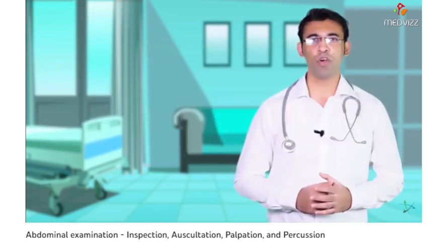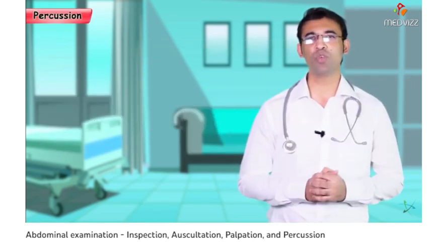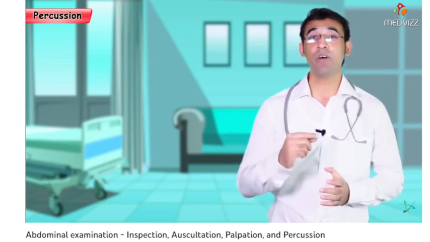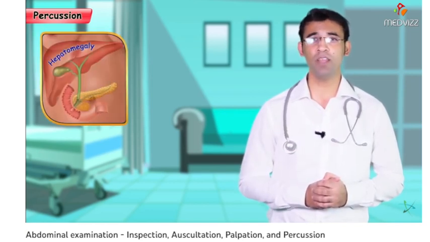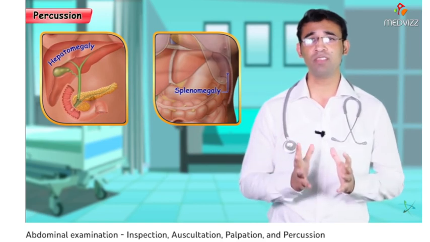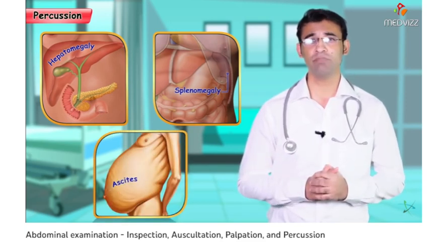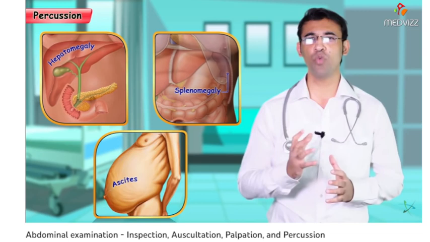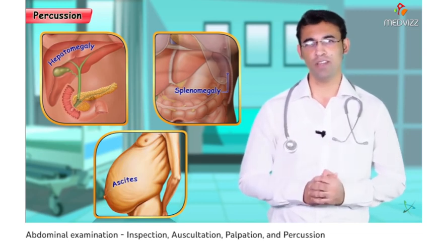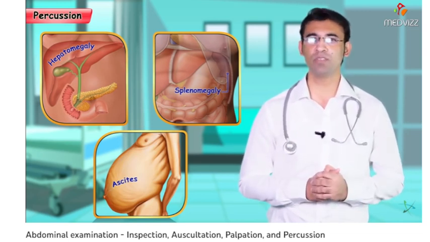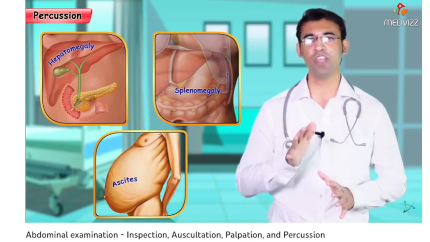And now I'm going to perform percussion. So what exactly do I want to assess while doing percussion? I want to check whether there is hepatomegaly or splenomegaly, or is there any free fluid present in the peritoneal area? And I also want to check shifting of dullness. So on the basis of tympanic sound and dull sound, I can differentiate everything.